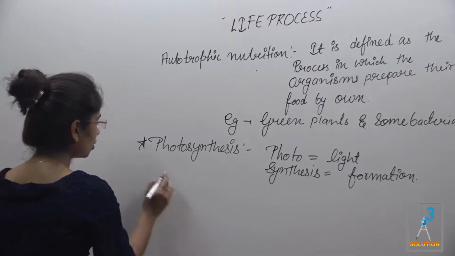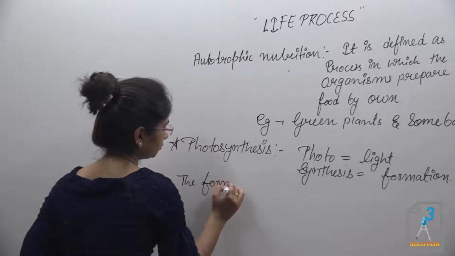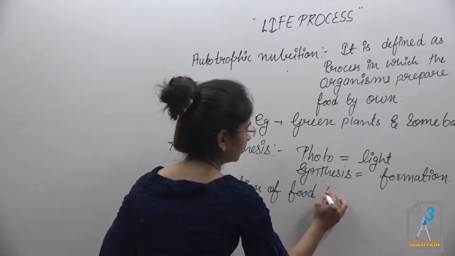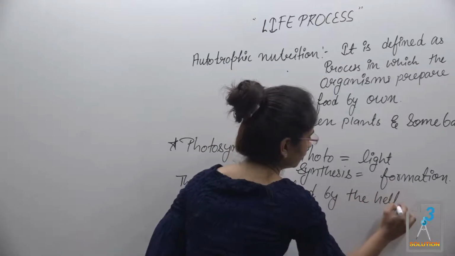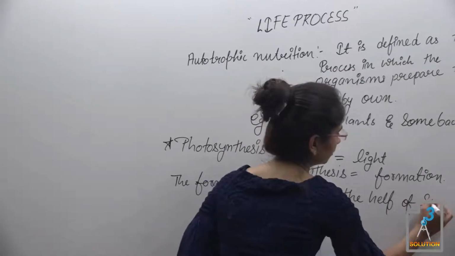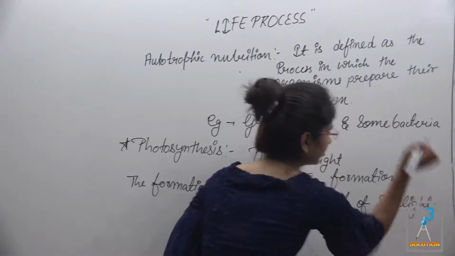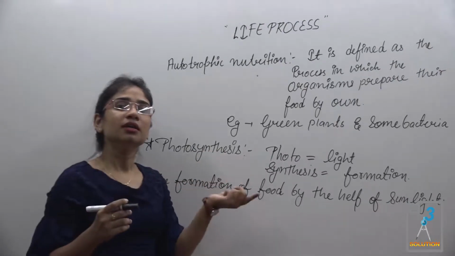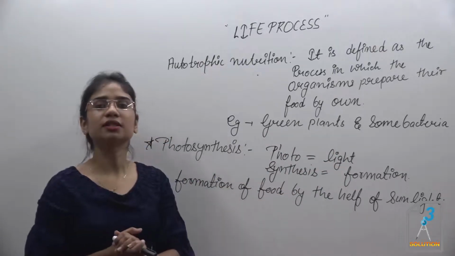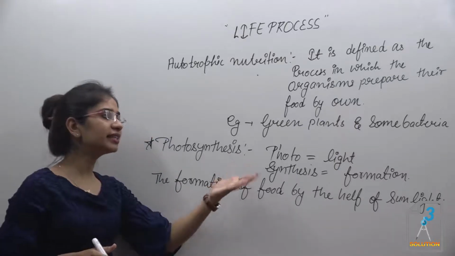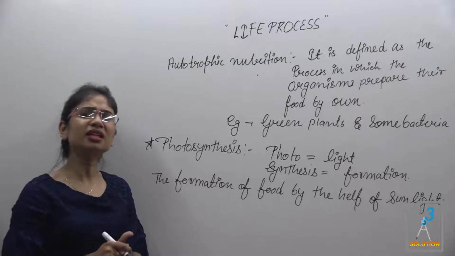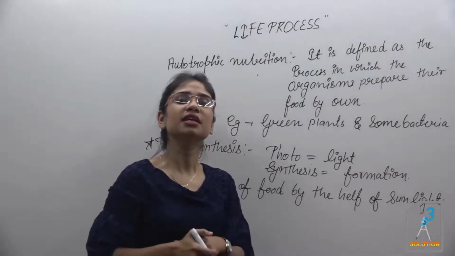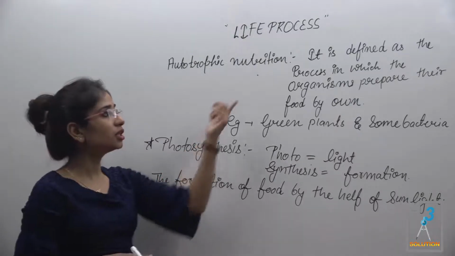Let's write: the formation of food by the help of sunlight. Yes, this process is known as photosynthesis. First, it is required to have light for the process of photosynthesis. But going further, not only light is responsible for photosynthesis. Yes, there are several factors which are responsible for this process. So we have to list those factors which will help us in the process of photosynthesis.